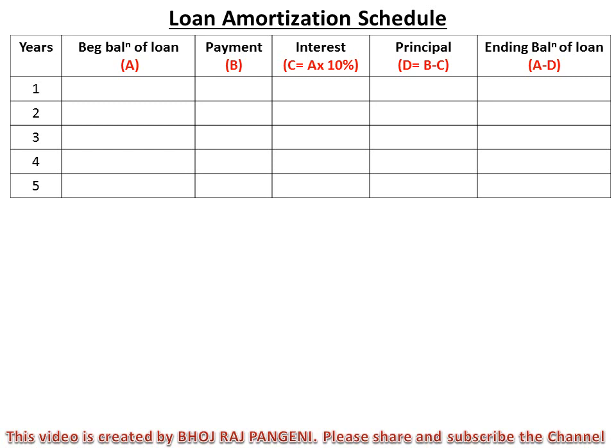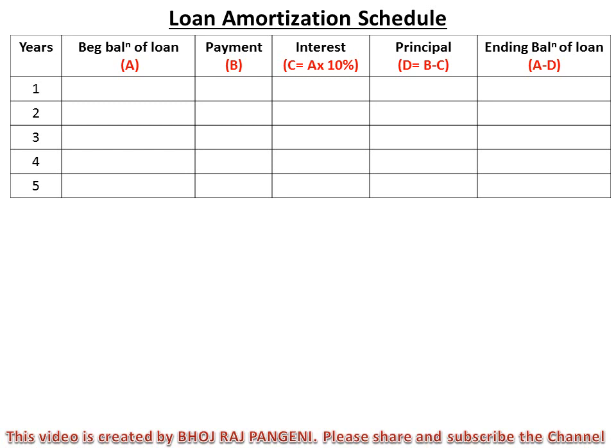A means the beginning balance of loan. Loan into interest rate is called interest. Interest amount is computed on the basis of loan amount and interest rate. So C equals A into 10%. Always use the amount of A into 10% for interest. And the principal amount can be computed by deducting the interest from the payment. So B minus C, that is payment minus interest, equals the principal. Always use this formula. This method is the easiest.